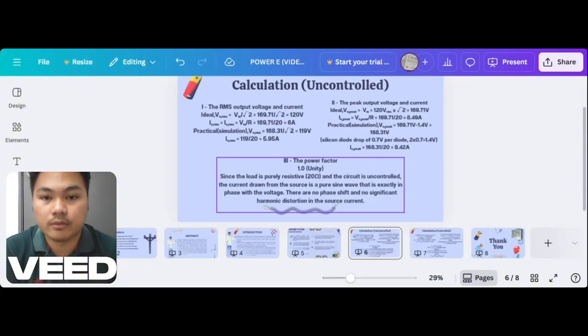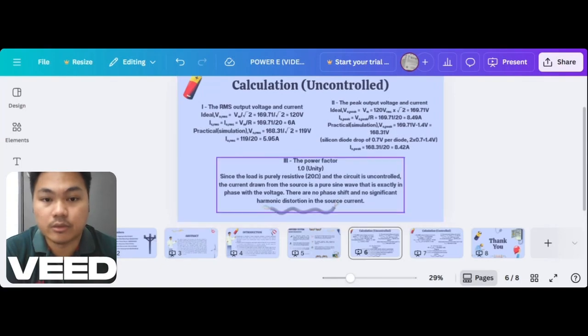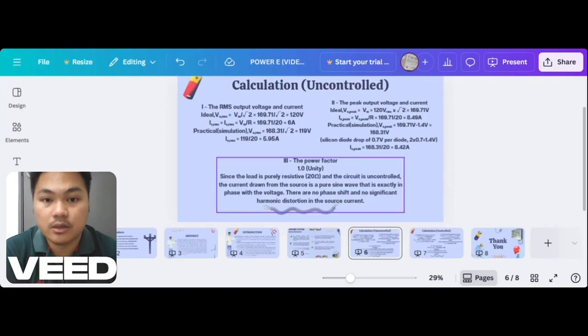The second one, we calculate the peak output voltage and current. The ideal value for V_o peak is equal to Vm, equals 120 VRMS times square root 2, equals 169.71 volt. For the I_o peak, which is equal to V_o peak over R, equals 169.71 volt over 20 ohm, equals 8.49 ampere.